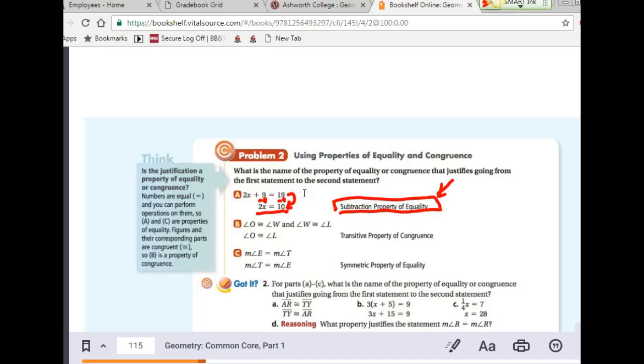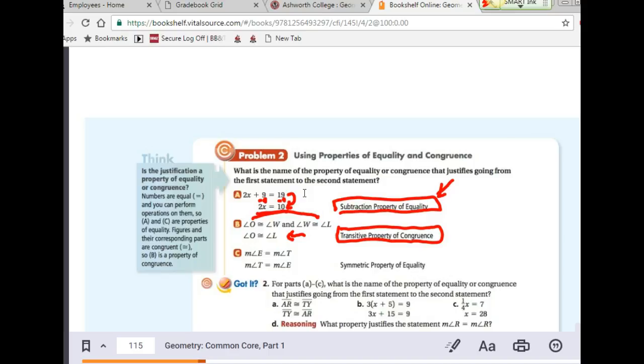Now, let's look at B. B says angle O is congruent to angle W, and angle W is congruent to angle L. So what it says in statement 2 here is that apparently angle O is congruent to angle L, which is the first and the last one here. What allows me to make that remark? Well, the rule that allows me to say that is called the transitive property of congruence, which says that if A equals B and B equals C, then A must also equal C. That's kind of the idea behind the transitive property.